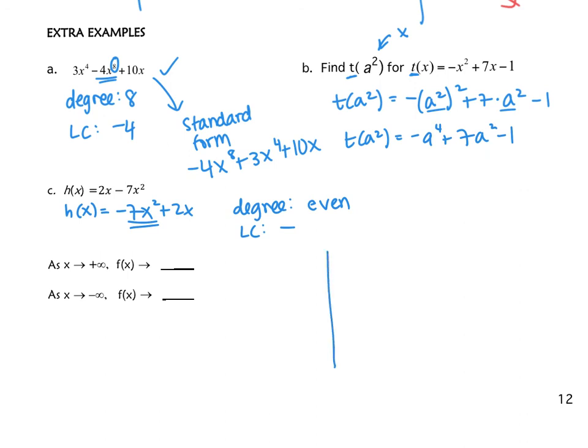Okay, what does that tell us? Lead coefficient is always how we end. Even means that both sides are going to start and end the same. Now we're ready to fill out our end behavior. As x goes to positive infinity, that's this way, my graph goes down. As x goes to negative infinity, my graph also goes down.